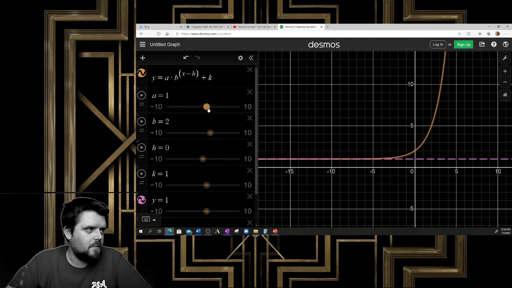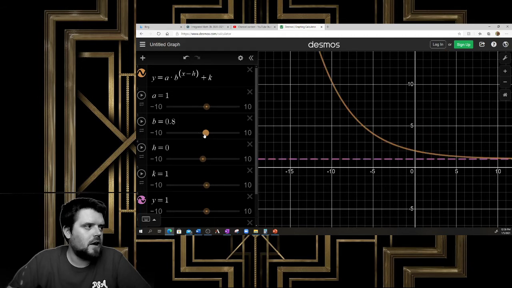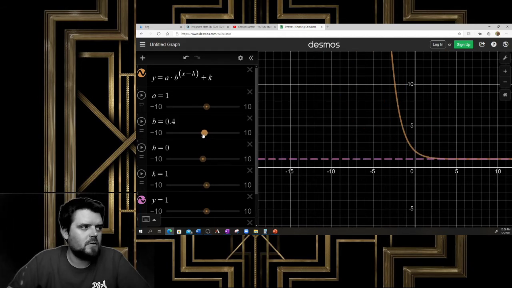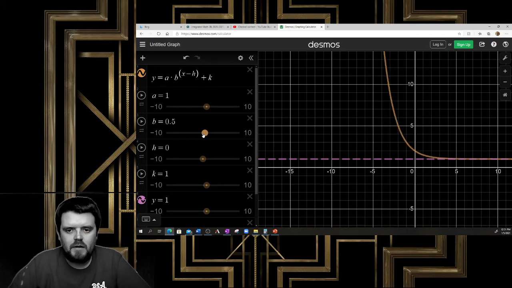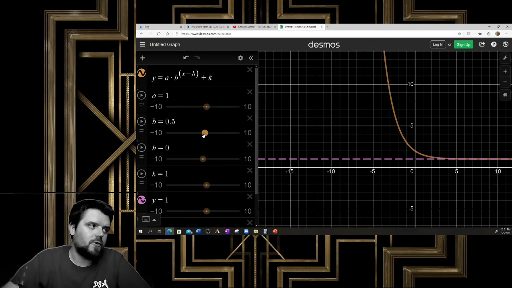remember that if B is greater than 1, then it's a model of growth. If that B value is between 0 and 1, it models decay, right? So it'll go the other way if you have a fraction there that's less than 1. Whether it's a growth model or a decay model, the translations specifically are going to remain the same. So H and K will work the same way, whether it's a decay model or a growth model.